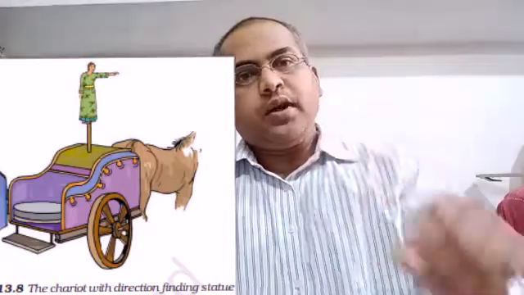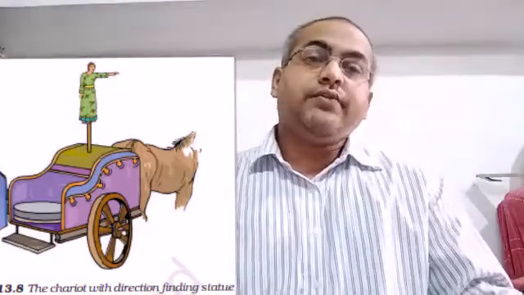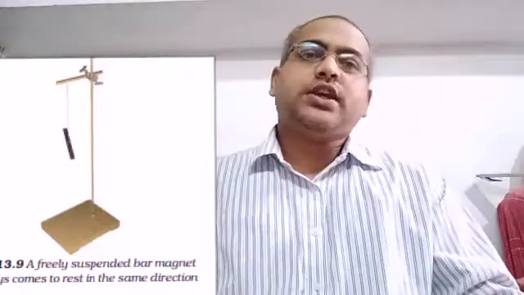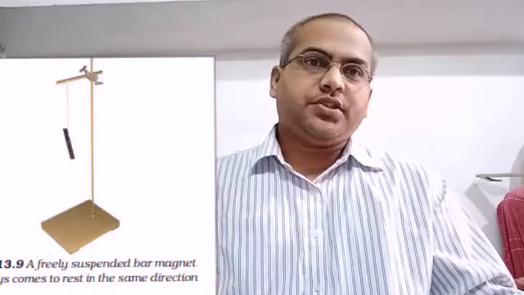And if you start marking this direction on the ground, you will find that it will come back to the same position again and again. If you change the magnet and put other things in the place of the magnet, you will find that it will not work. So from this experiment or activity, we can say that a magnet always points in a direction.